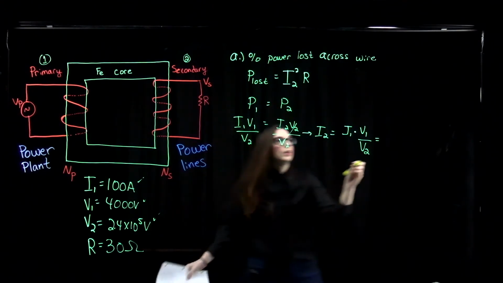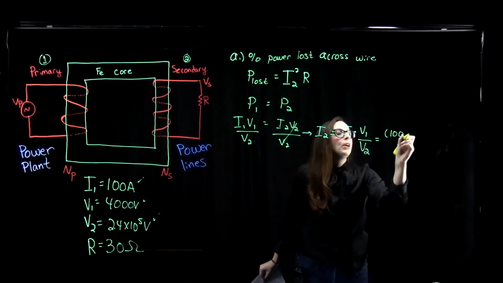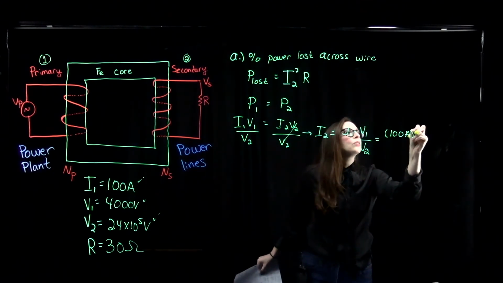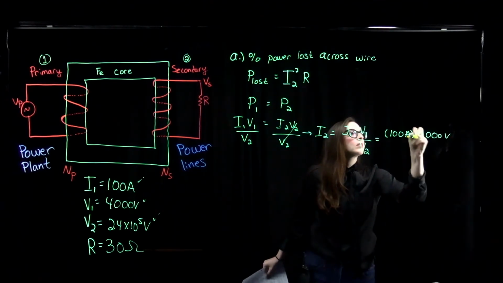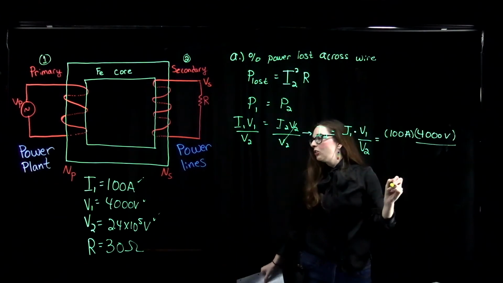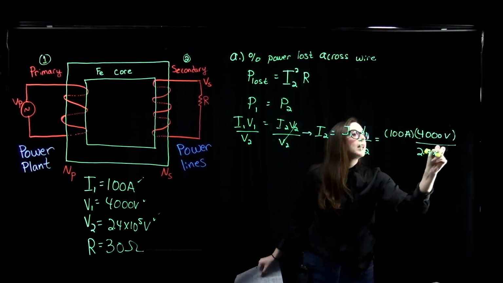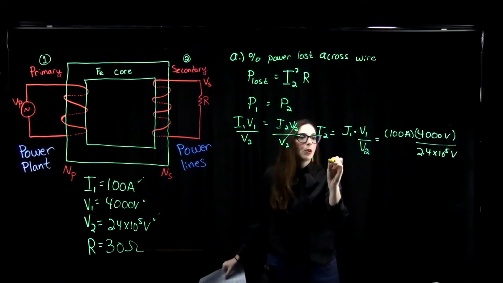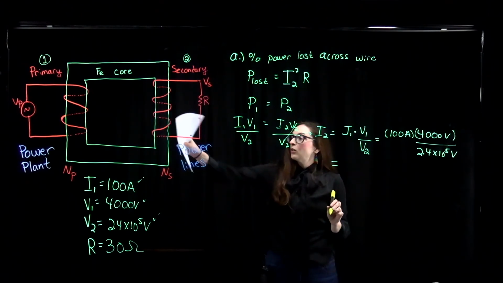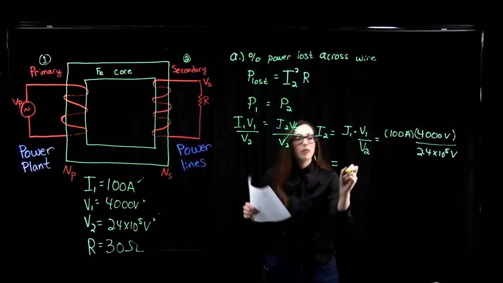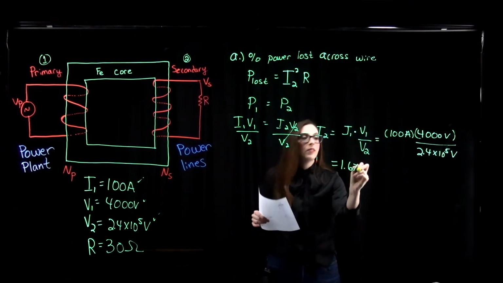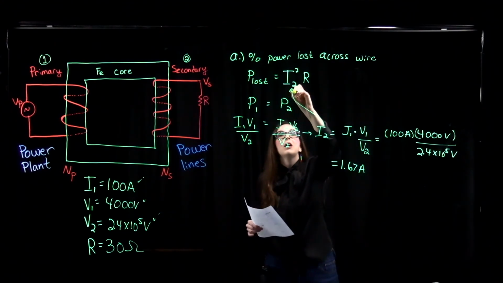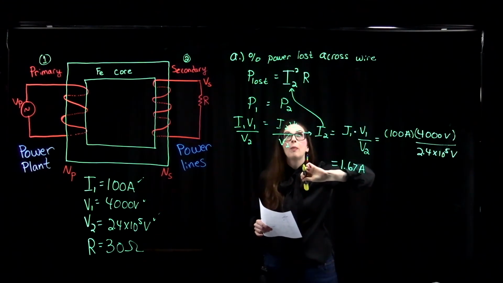So this is going to equal, we've got our input current is 100 amperes times our input voltage, which was 4,000 volts, divided by our output voltage, which was 2.4 times 10 to the 5 volts. Okay, so that gives us the current that is going through our power lines here of 1.67 amperes. All right, so this is what I'm going to use up here in my equation for the power lost through our power lines.